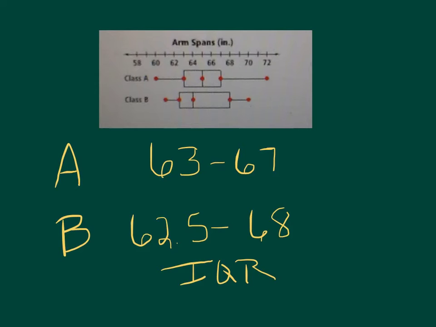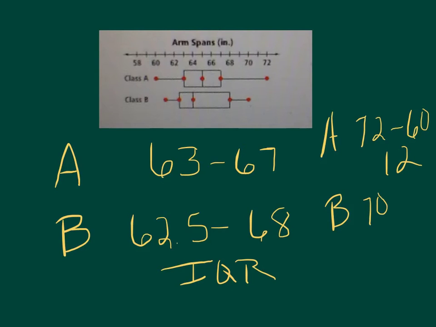Another thing we can look at is the range. Class A's range went from 72 down to 60. So it had a range of 12. Class B went from 70 to about 61. So it had a range of 11. Okay. So Class A's range is longer or broader than Class B. Okay. All right, let's look at another one with cereal boxes.